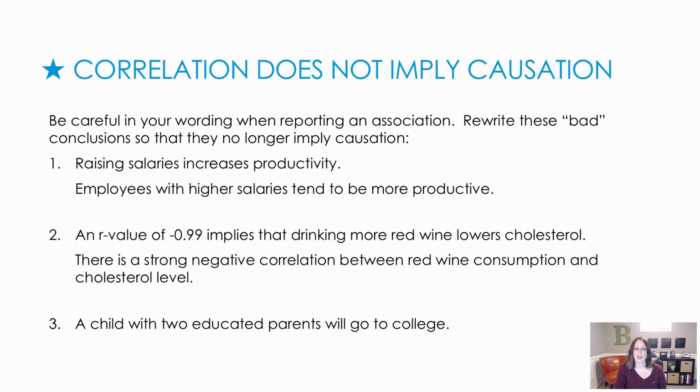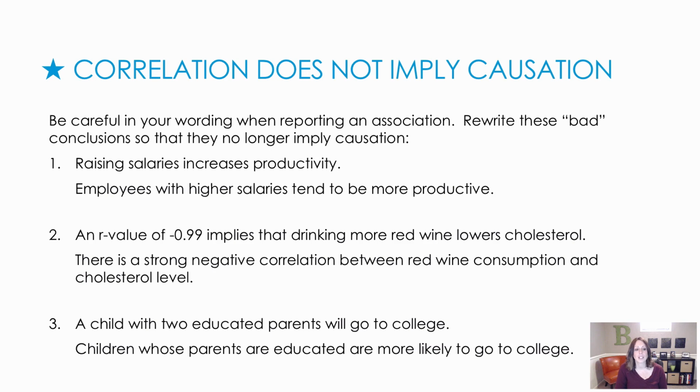And number 3, a child with 2 educated parents will go to college. That's saying definitely you're going to college. Instead, we can say children whose parents are educated are more likely to go to college. It doesn't mean that they will, or that we've caused it to happen. It's just the relationship that we've seen. It's more likely that they will go to college.